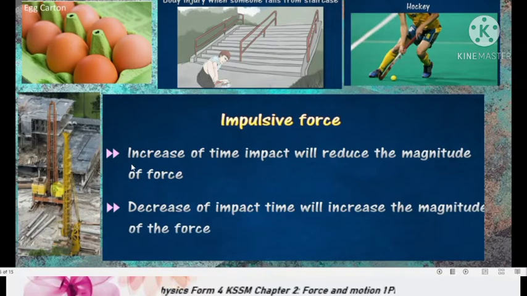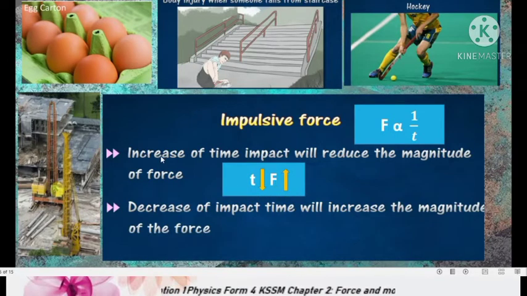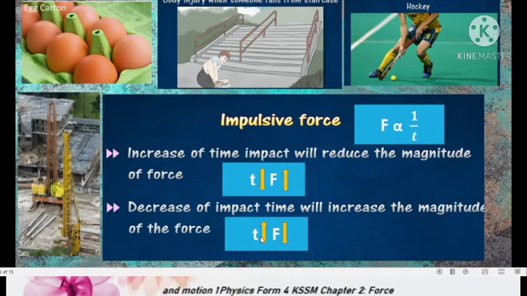So the relationship between force and time of impact can be expressed as F inversely proportional to time of impact. An increase in time of impact will reduce the magnitude of force, meaning when t is larger, F is smaller. A decrease in impact time will increase the magnitude of force, meaning when t is smaller, F is larger. Okay?